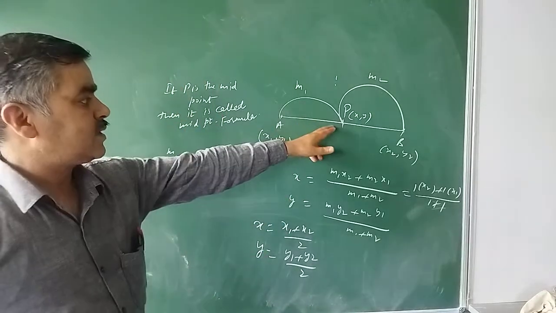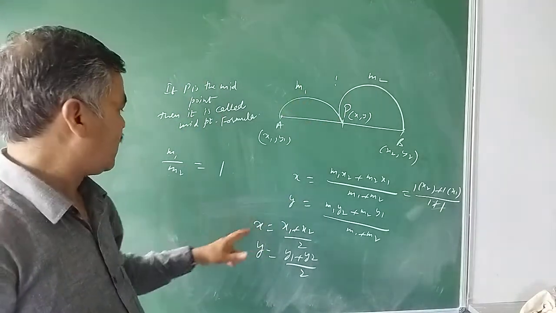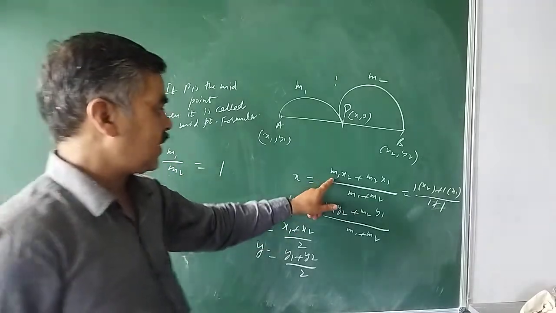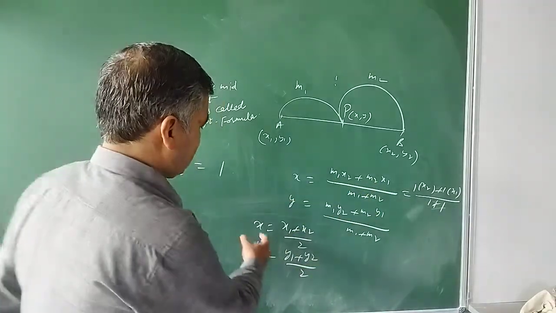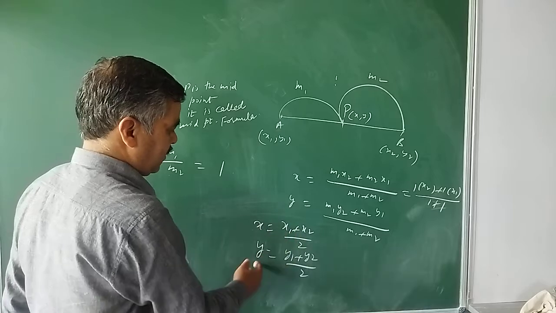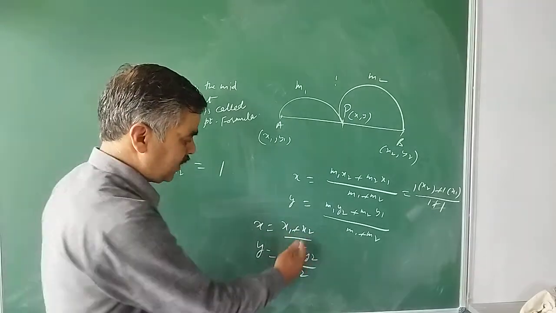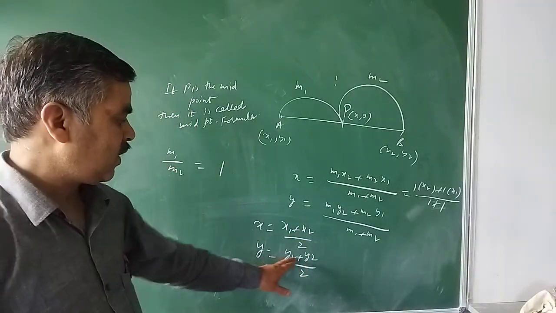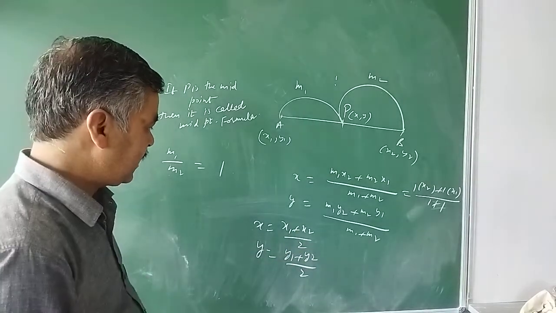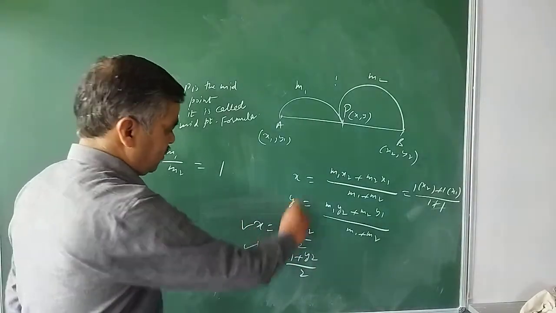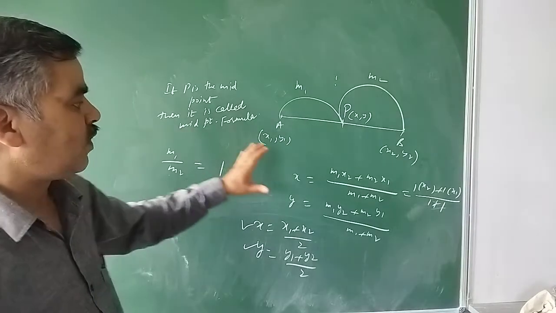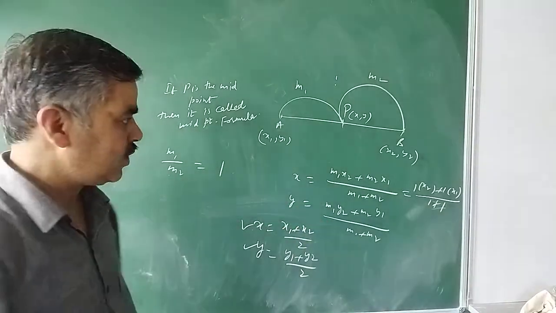That is, P is the midpoint, so M1 upon M2 will become equal to 1. And then by replacing these values, I can write the coordinates of x and y in terms of x is equal to x1 plus x2 divided by 2, and y is equal to y1 plus y2 whole divided by 2. So now this is the midpoint formula. That is the second form of the section formula I have shared with you.